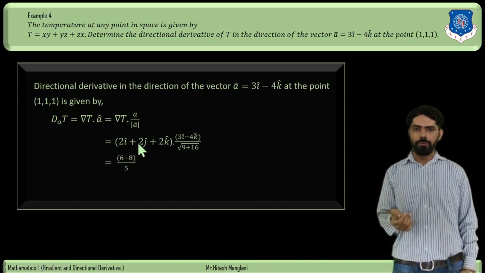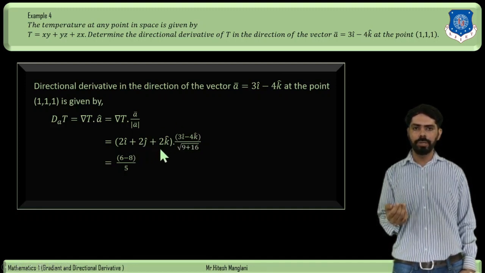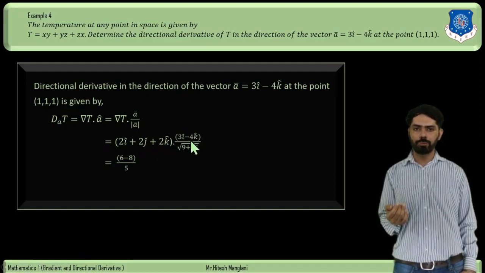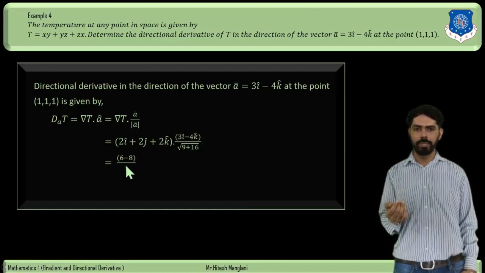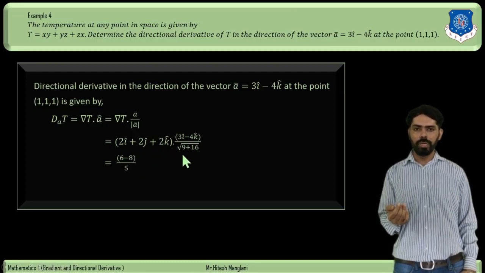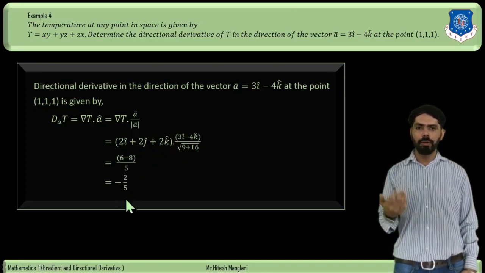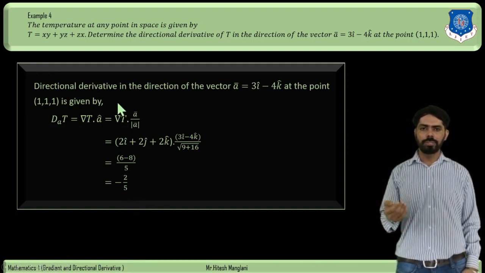So if we simplify this result, then how to find the dot product of these two vectors? Here it will be 2 into 3, so it will be 6, because i dot i will be 1. Now second component here is 2, that is 2j, and here it is 0j. So 2 into 0, it will be 0. And third component is 2, and here it is minus 4. So 2 into minus 4, so it will be minus 8. Whole divided by root 25, that is 5. So this will be minus 2 divided by 5. So this is the answer of this question.